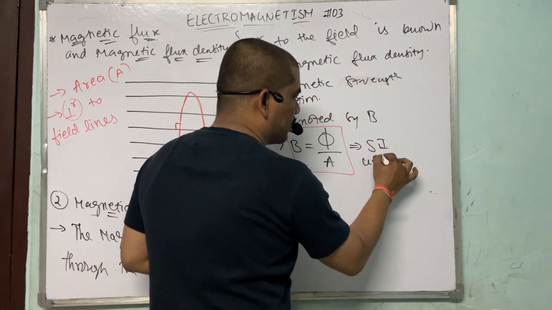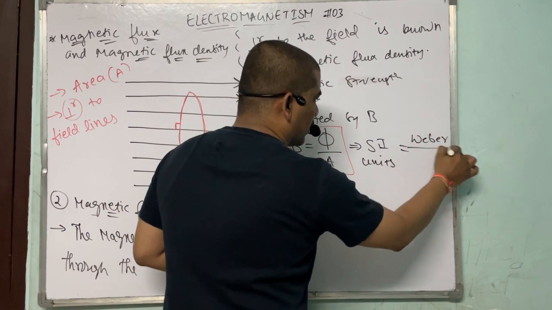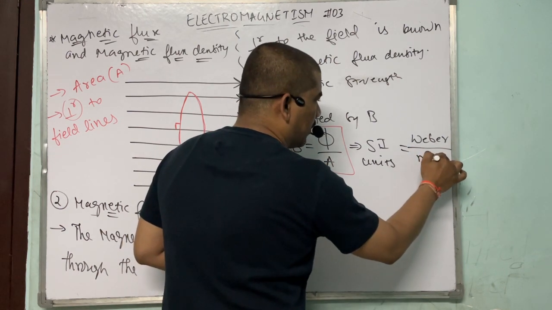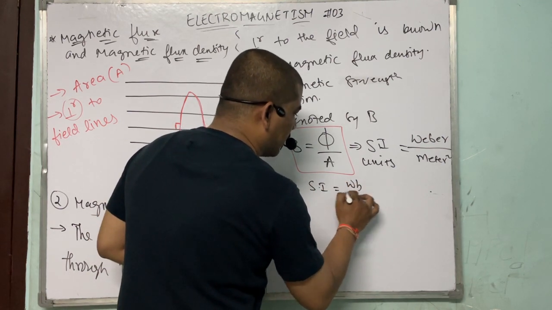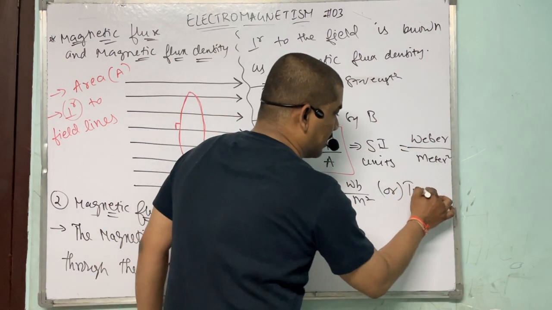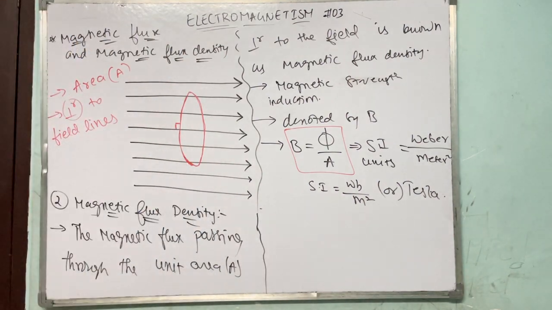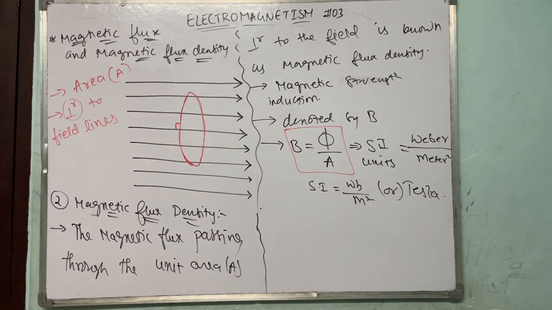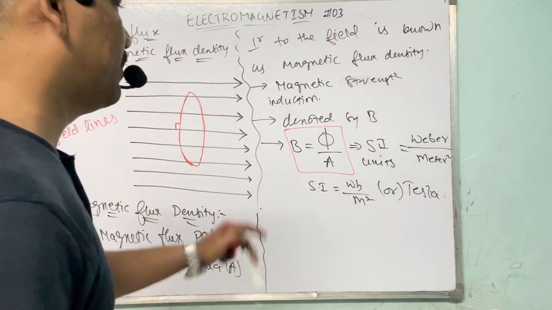SI units will be, see, flux unit is Weber. Then area unit will be meter square. Right. So SI unit is Weber per meter square. Or one more SI unit of magnetic flux density is Tesla, in honor of the scientist Tesla. Clear with this? So Tesla was a very genius scientist, but he was a regular follower of even Bhagavad Gita also. See, SI unit is Weber per meter square, or one more unit is Tesla.